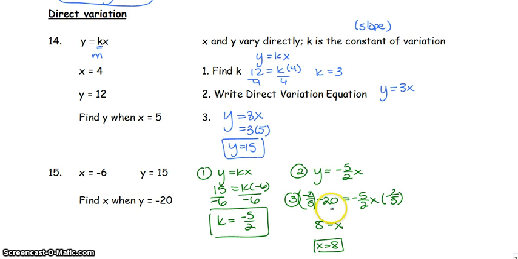So we replace the y with -20, and then to get rid of the -5/2 with x, to isolate x, you multiply by the reciprocal. -2/5 times -20 gives you your x value of 8. So remember, direct variation is simply slope-intercept form, your y equals mx plus b, where you're always starting at 0, 0, so there is no number added, and k is your slope. You're done.